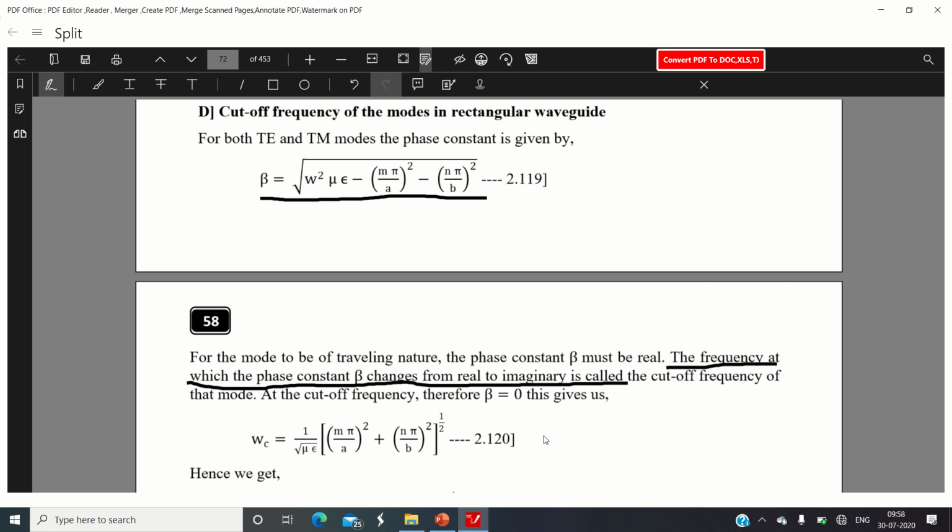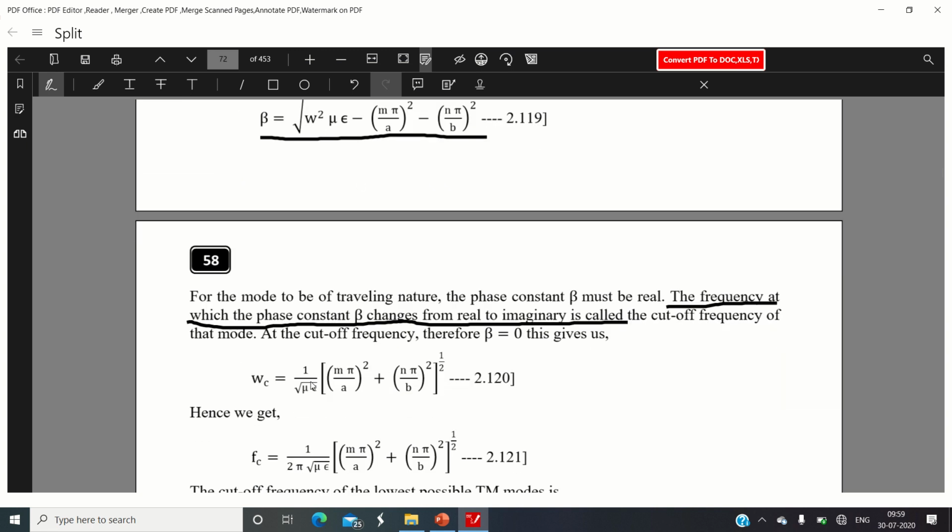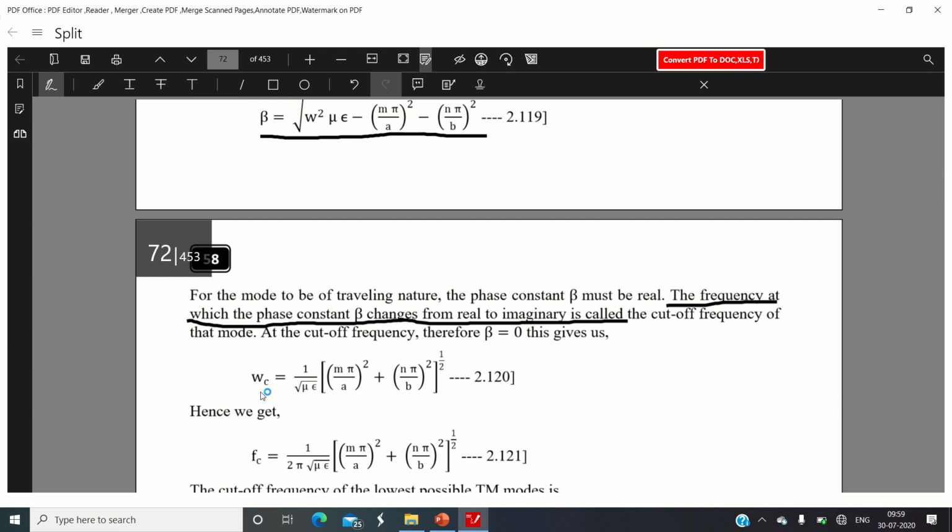Okay, so the operating frequency at which this happens, we call the cutoff frequency of the given mode. So in this particular equation 2.119, beta is originally some real value, and when it becomes imaginary, it passes through a zero value. So if we equate beta equal to 0, and rearrange the terms on the right hand side, we will get the cutoff frequency expressed in radians, given as omega c.